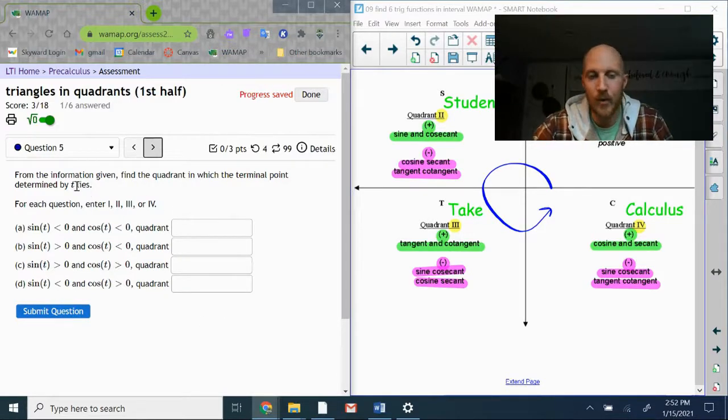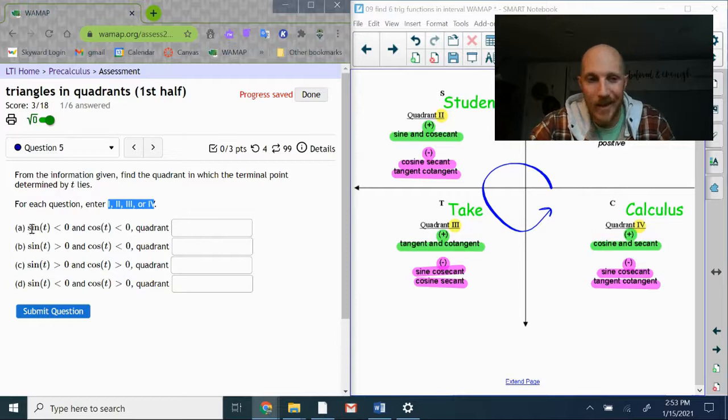Question 5 is the other one we want to take a look at. For the information given, find the quadrant in which the terminal point determined by t lies. So t is the angle instead of theta. It's just written as a t this time. The terminal point means where we end, right? So where on the unit circle, which quadrant is this point going to be in? And you're going to enter your answer as a Roman numeral, either 1, 2, 3, or 4 in Roman numerals, just like it shows here in the problem.